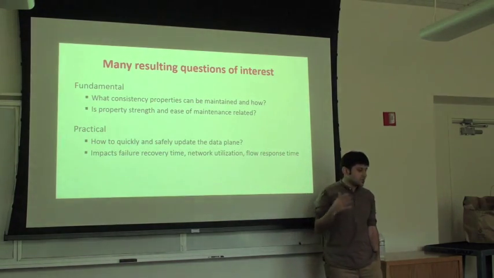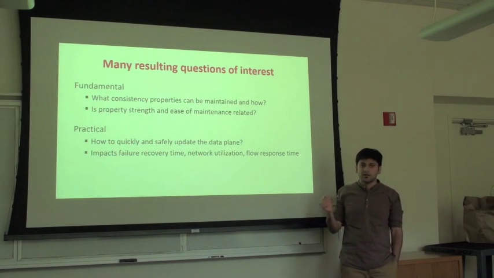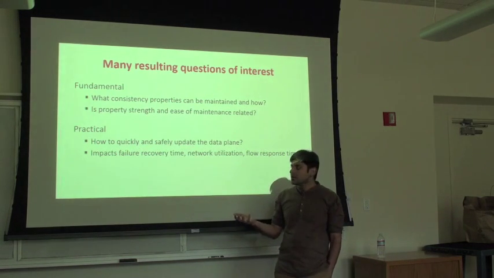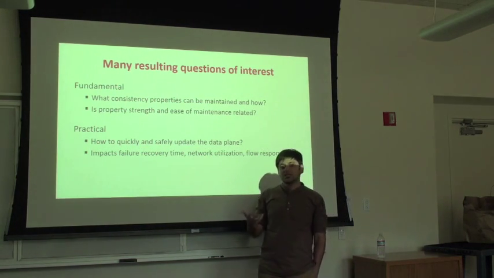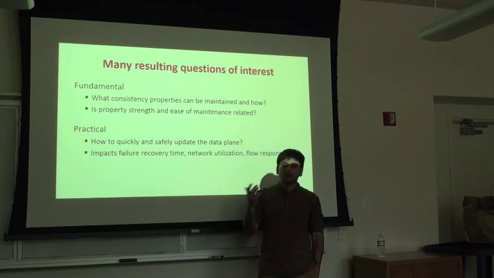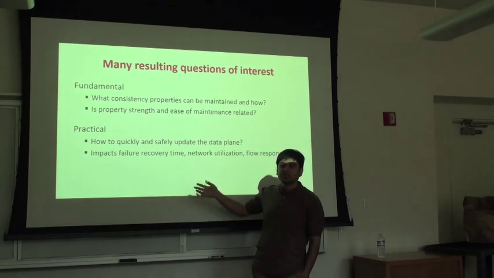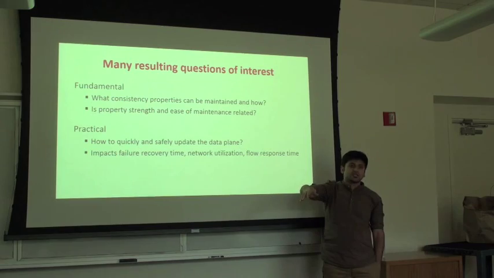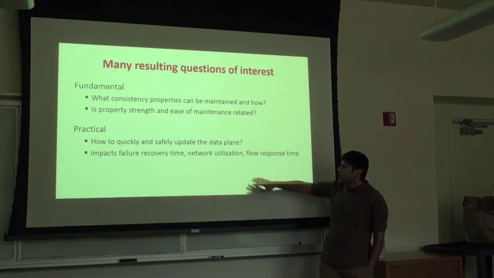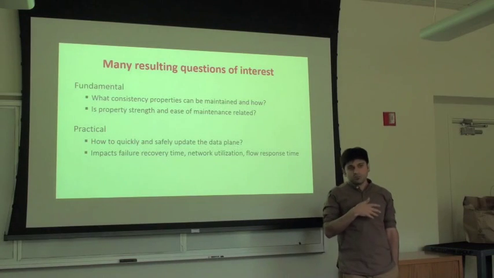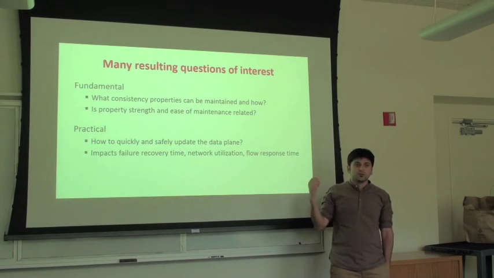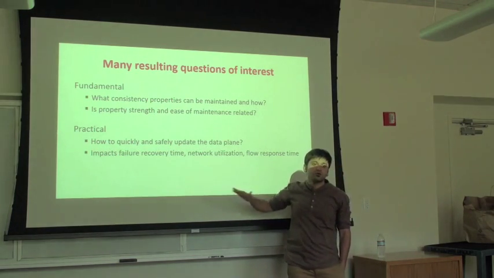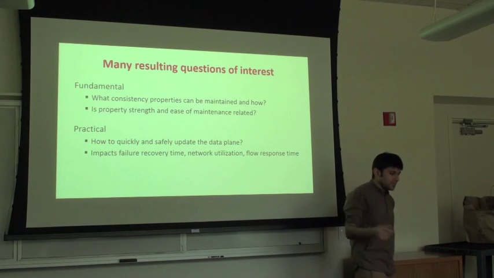And there are practical issues, which is simple. How do you quickly and safely update the data plane? And I want to stress quickly, because it took us a while to realize why speed is important. Speed is important because oftentimes you're changing the data plane state in response to failures. And failures have congestion, so you want to update the state as fast as possible. But it also has impact on network utilization, because if some link is congested and you're trying to fix the utilization problem, and it also has impact on flow response time again. Basically, you're changing the data plane state to resolve congestion, to deal with failures, or to eliminate some hotspot. And the longer you take to update, the more damaging it can be.